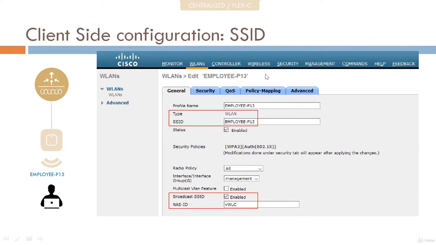Suppose I have a wireless LAN, and this is again a good thing. If you create your wireless LAN, for example, here it is employee13. Once you create that WLAN, you'll get the option, and you want to create it, yes. Once you give this name, you'll get this page. Inside this page, you can do the general settings, security, QoS, policy mapping, and advanced. Here, the status should be enabled. You have to check this because it may be disabled or unchecked. So enable this first of all, then broadcast SSID enabled, NAS ID WLC. Okay, no problem on that.